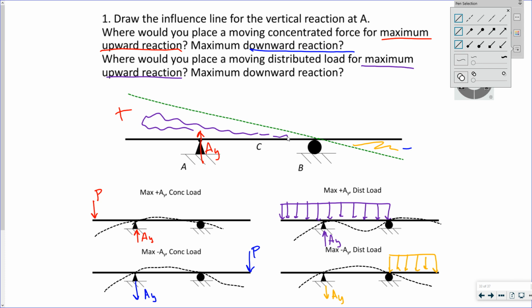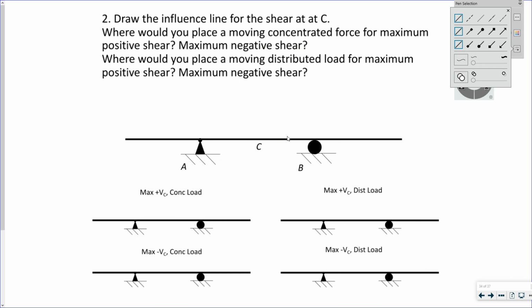Next one, why don't you guys take a second and draw it and think about where you put the loads.